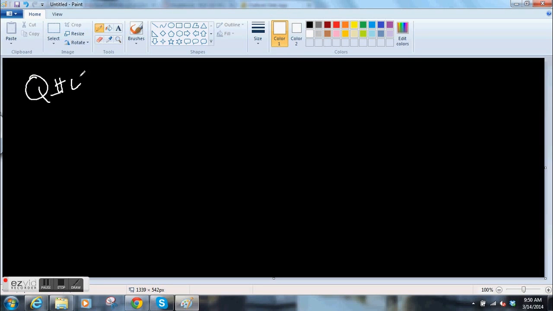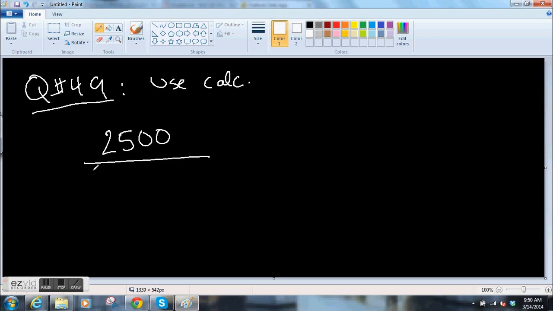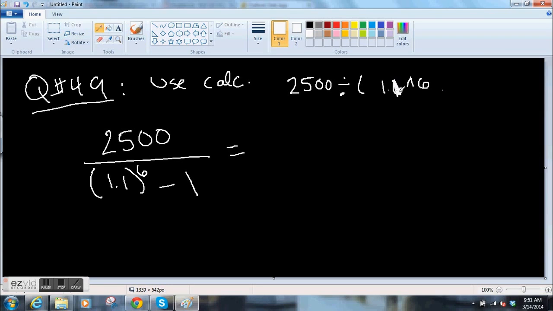So question number 49, it says, use your calculator to evaluate each of the following and then list the digits. So we're supposed to use our calculator for this one. Some of you might have been using the calculator for all the other ones. So here's the problem, 2,500 divided by 1.1 to the 6th minus 1. So on your calculator, what you're going to want to type is this. You're going to want to type 2,500 divided by parentheses 1.1 little caret top raised to the 6th. Oops! 1.1 raised to the 6th minus 1.